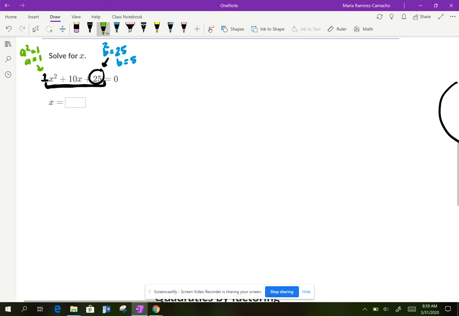Okay, go back to the perfect squares notes that I posted on Google Classroom if you need to see the shortcut again. But what this tells us is that I can rewrite this as 1x plus 5 squared and then equals 0.